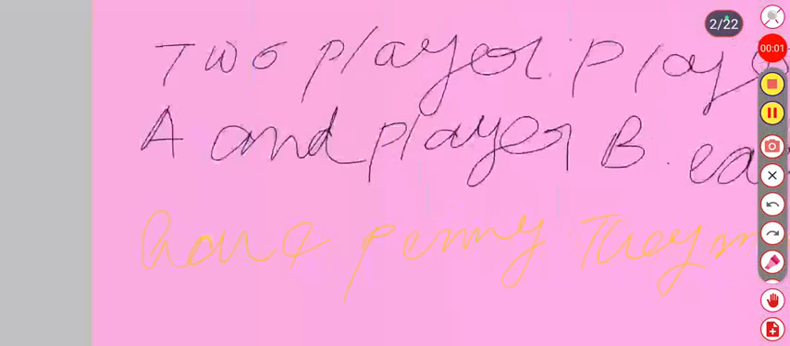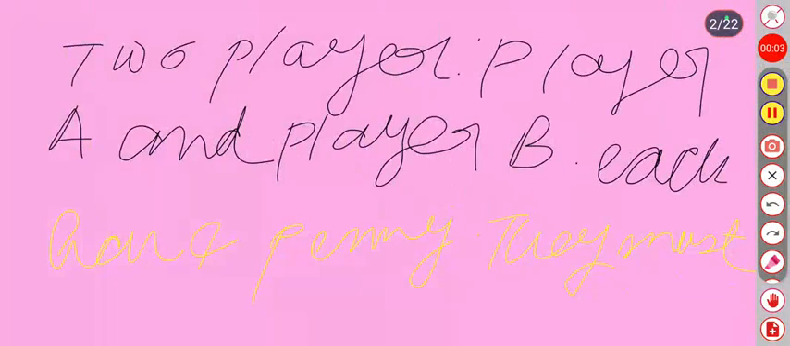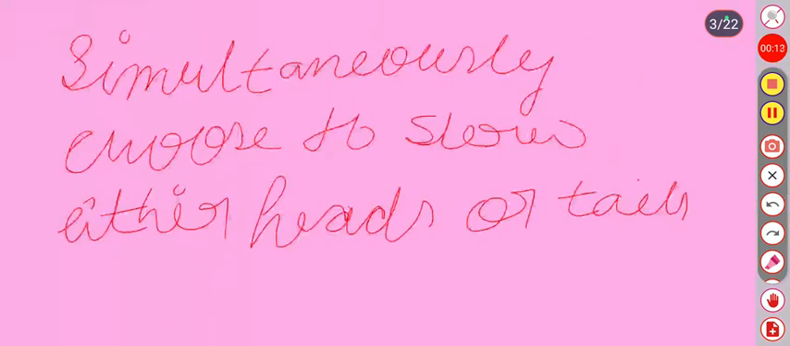Matching pennies. There is player A and player B, and each player has a penny. They must simultaneously choose to show their heads or tails.